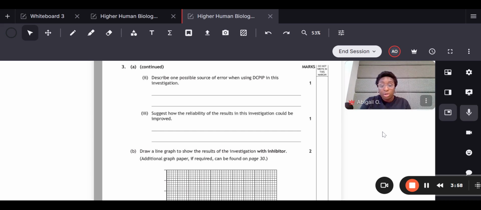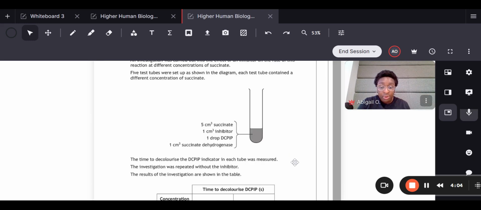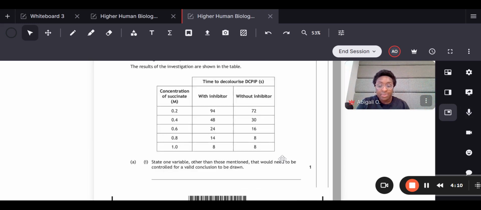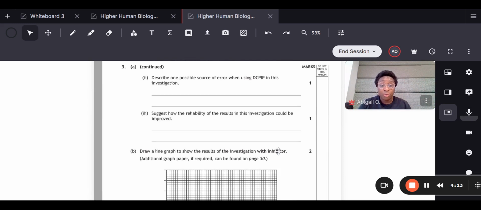Next question, describe one possible source of error when using DCPIP in this investigation. Well, in our setup, we said we were going to use 1 drop of DCPIP. So, imagine somebody's going to be sitting with a dropper, dropping in drops of DCPIP. So there are issues with this because we're entering in some human error. Number 1, you mean to put in 1 drop, but you put in multiple drops. Number 2, how do you know that all drops are the same size? And number 3, you're putting a drop into an experiment. What happens if the reaction's already started taking place before you put that drop in?